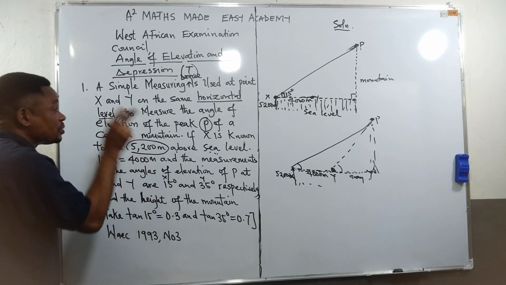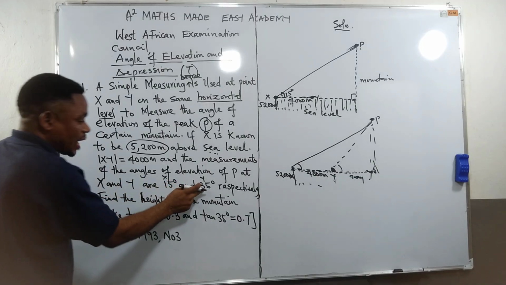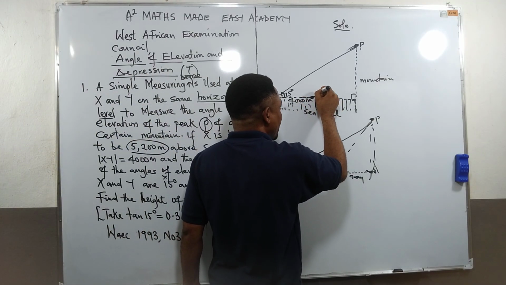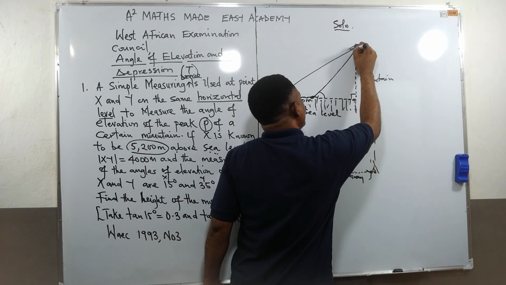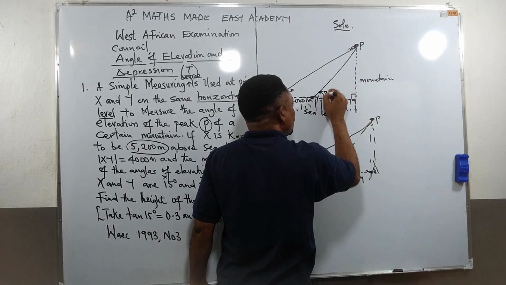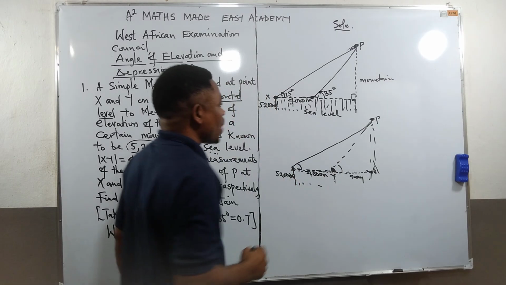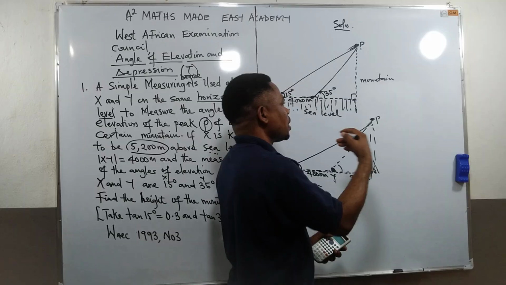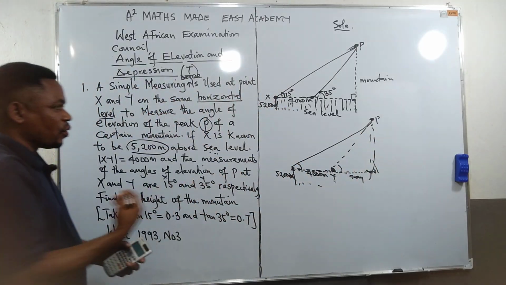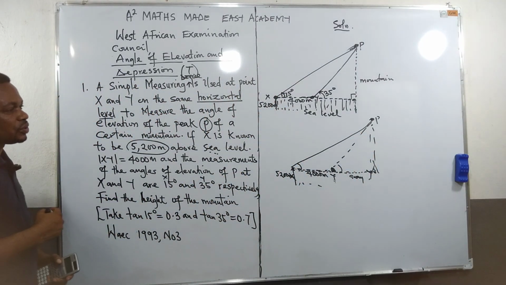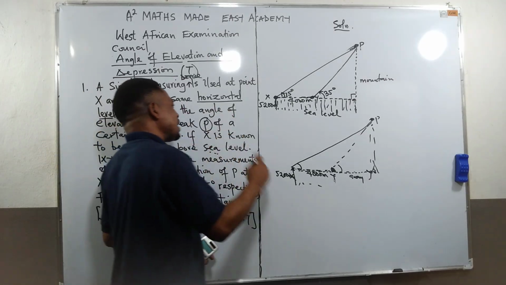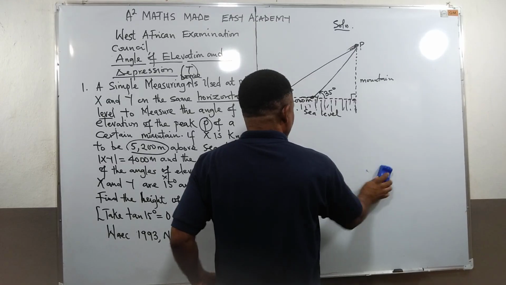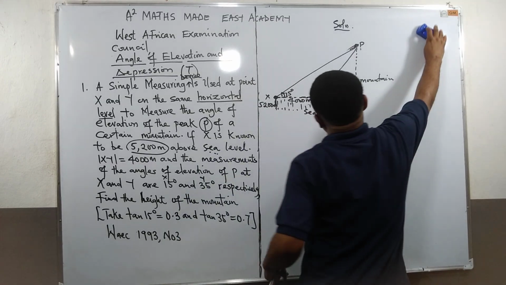Y also observes the peak of the mountain, but the angle is 35 degrees. So this is point Y. It will move like this and stop at this particular angle, which is 35 degrees. And that is why I say the more you come close to the mountain, the more the angle increases, but the more you go far away from the mountain, the more the angle decreases. This is exactly how you will establish this word statement. Have I made myself clear?